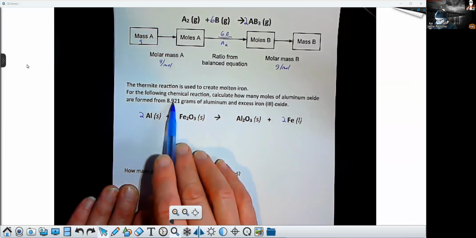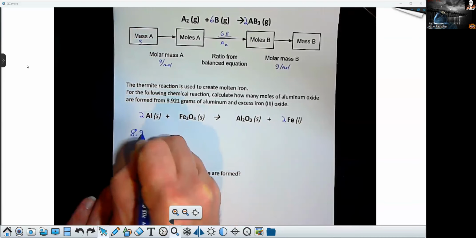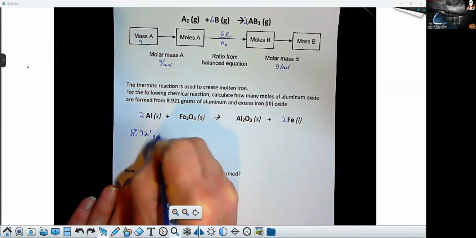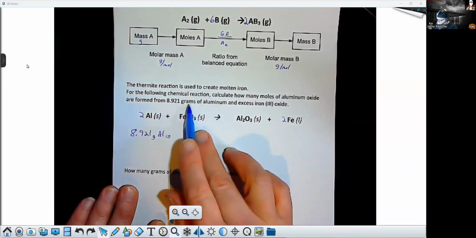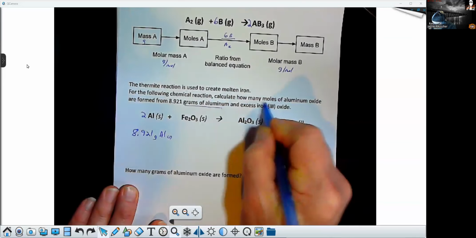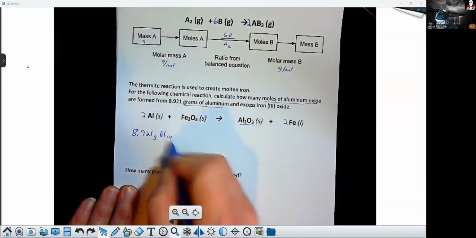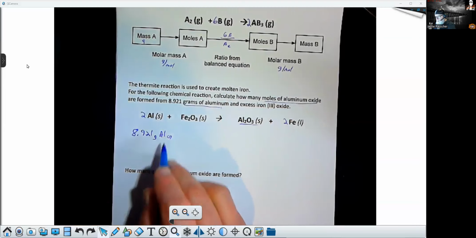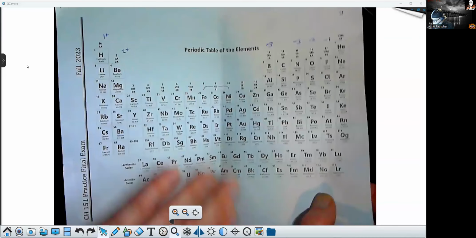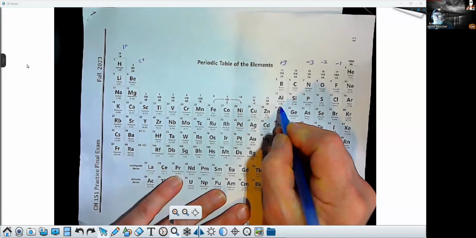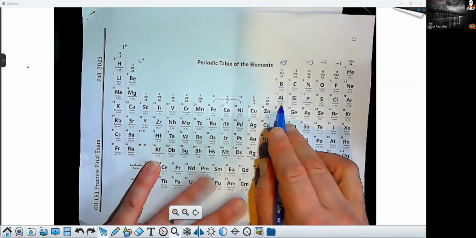So we have 8.921 grams of aluminum, so we'll start with that: 8.921 grams of Al solid. We want to convert from grams of aluminum to moles of aluminum oxide. What we have to do is use our periodic table to find the molar mass of aluminum. If I look at my periodic table, it's hard to see in my video, but it's 26.98.